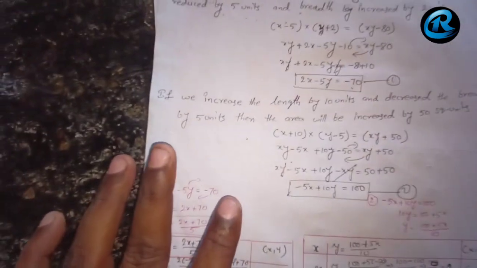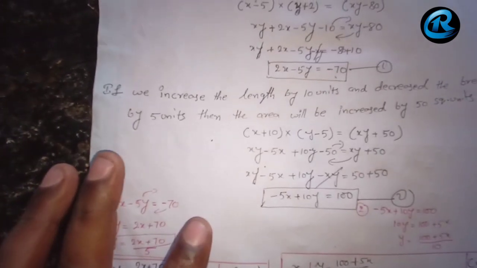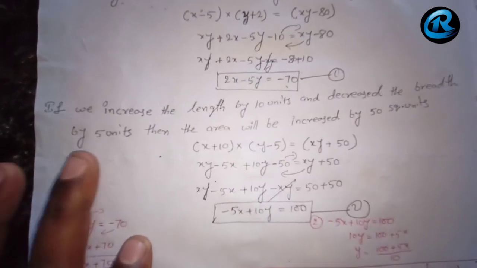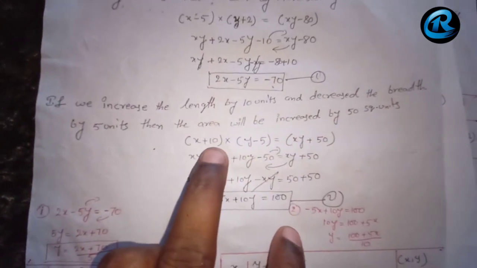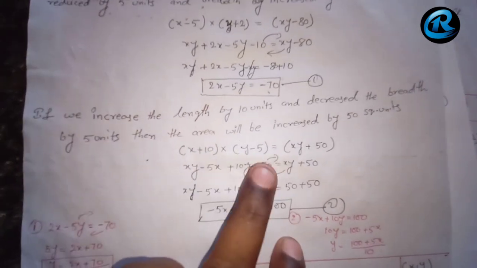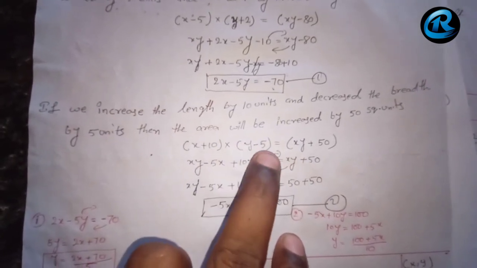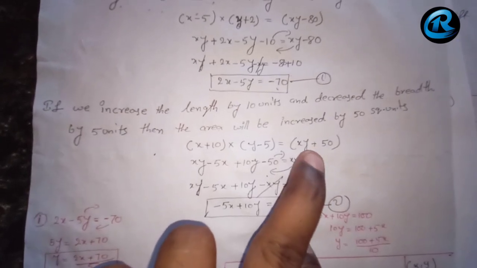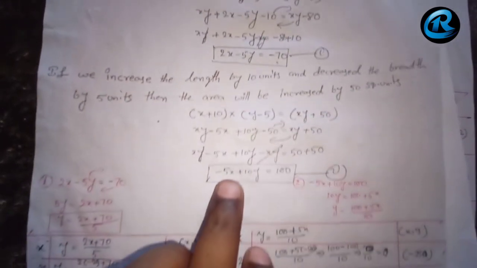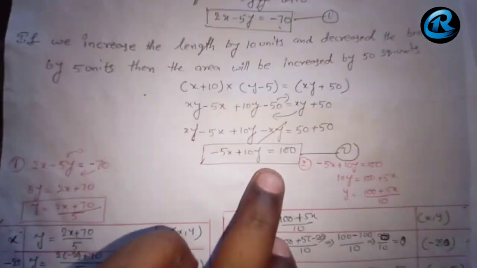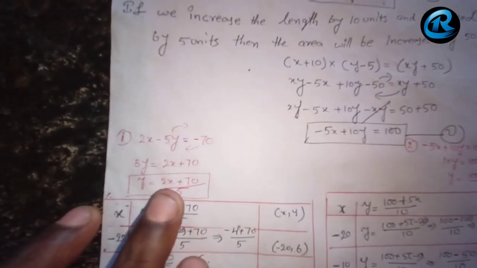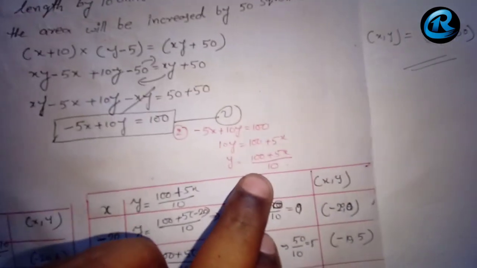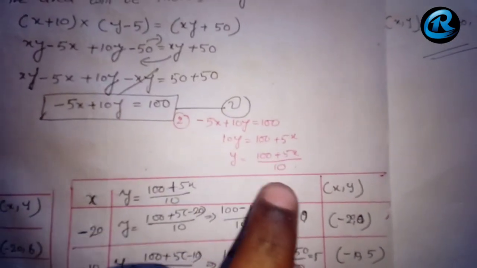Now in the same way we have a second equation: if we increase the length by 10 units and decrease the breadth by 5 units, the area will be increased by 50 square units. So the length increases by 10 units, so x plus 10. The breadth is decreased by 5 units, so y minus 5, equal to the area also increased, so xy plus 50. Simplify that, and you will get the second equation: minus 5x plus 10y equals 100. From equation number 1, you find y equals (2x plus 70) by 5. From equation number 2, y equals (100 plus 5x) by 10.